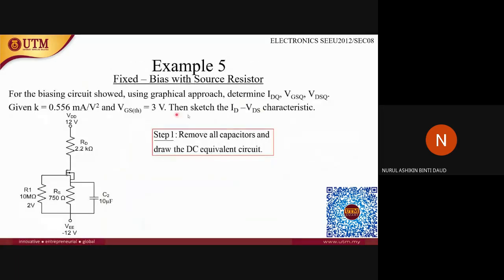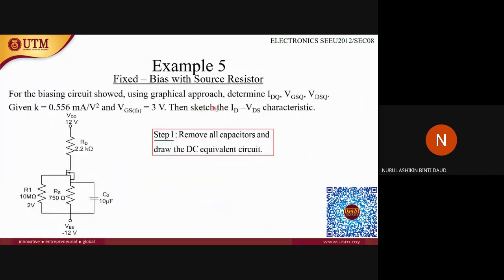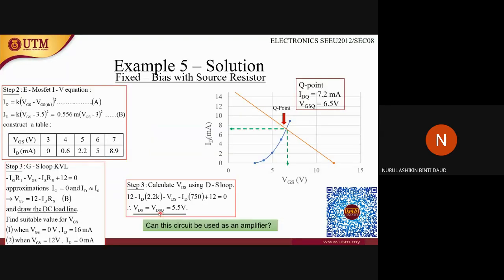Yeah, these are the sketch of ID and then VDS. So VDS 5.5. Since I think this question is not finished yet, since they ask you to sketch the ID and VDS characteristic. So once you get the ID and VDS, how to find? You have to change the value of ID using this graph.